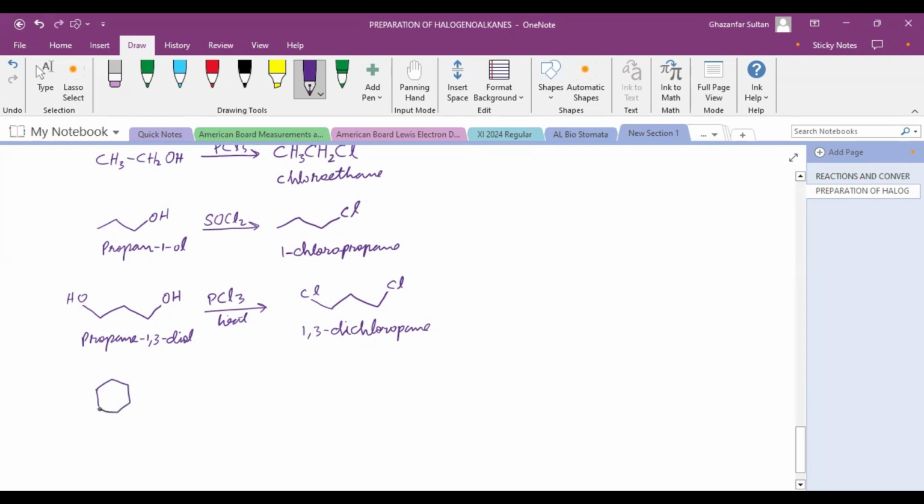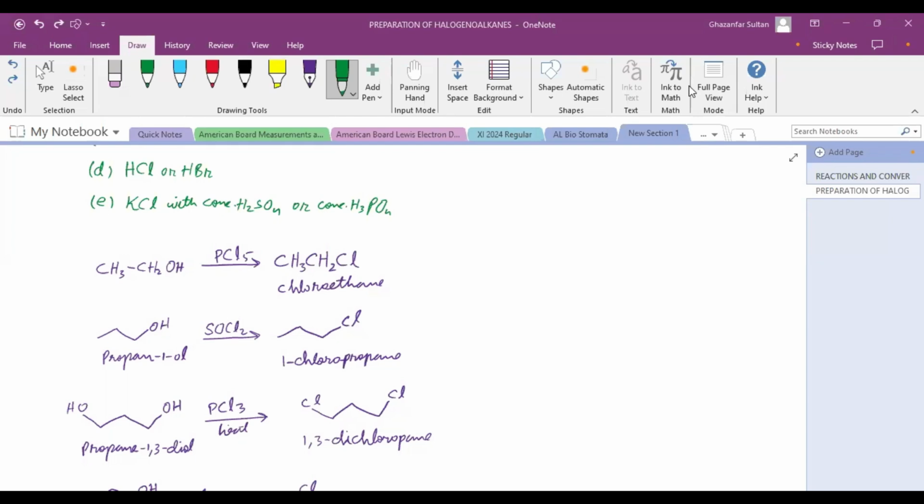For example, cyclohexanol. It can also undergo substitution reaction with any of the reagents, for example KCl in presence of concentrated sulfuric acid, and it produces its respective halogenoalkane, and this is chlorocyclohexane.